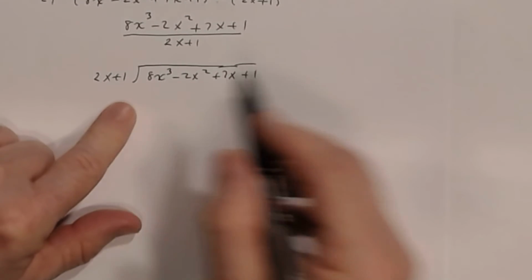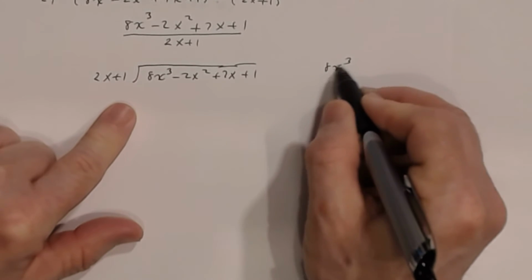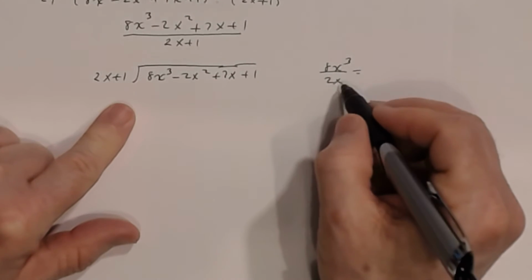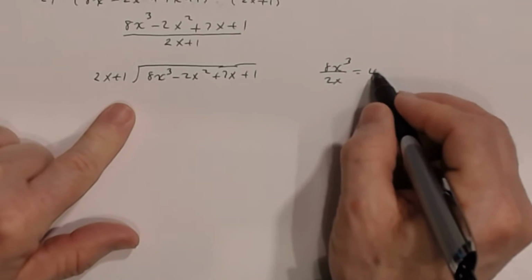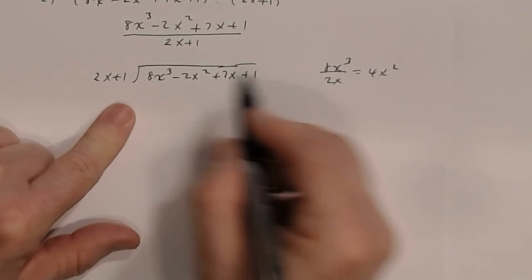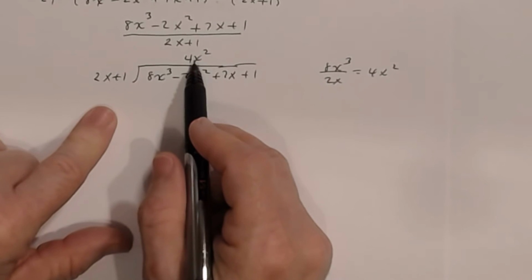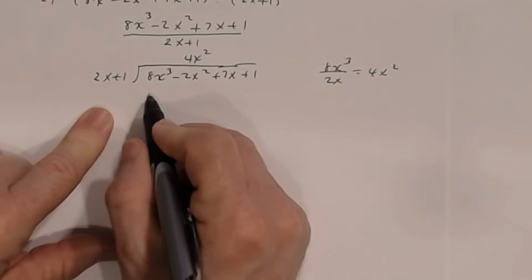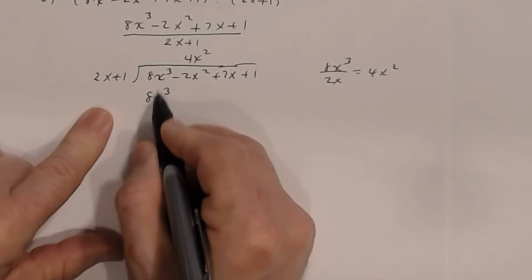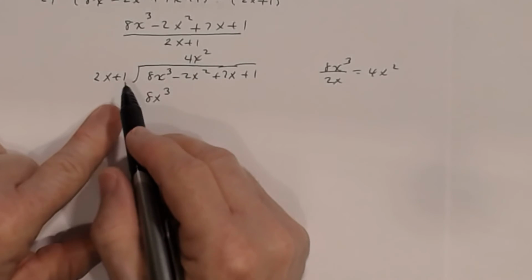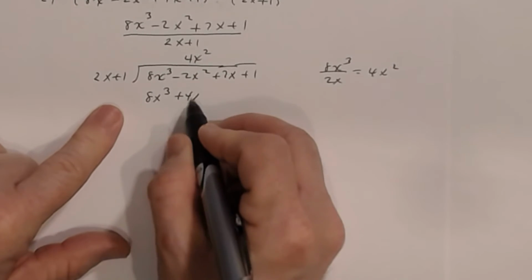So first into first. So 8x cubed divided by 2x. So 8 divided by 2 is 4. X cubed divided by x is x squared. So 4x squared. So we put that over the x squared column, 4x squared. And then we multiply. 4x squared times 2x is 8x cubed. So these have to be the same so that when you subtract, they cancel out. 4x squared times 1 is 4x squared.